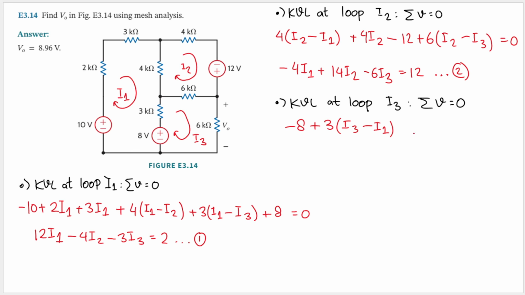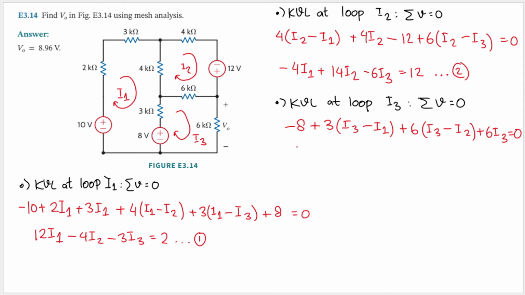And then we will have plus 6 kilo ohm. So we'll have I3, and then here I2 is flowing in the opposite direction, so we'll have minus I2. And then the last component will be this 6 kilo ohm, so we'll have 6 I3. All of that will equal 0.